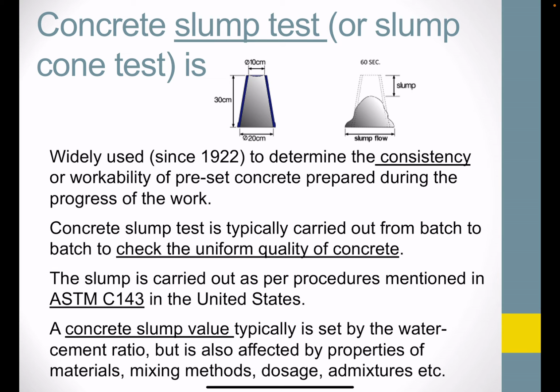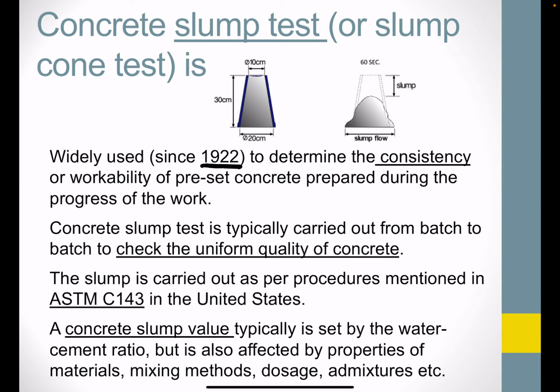So a very simple test that has been used widely since 1922, and this is used to determine just how workable or how consistent the concrete is as we prepare to work with it. So you can imagine this is a good way to carry out quality control on various concrete batches as we prepare to construct various structures with it. And the details of the slump test are outlined in something called an ASTM file, and that ASTM C143, published in the US, is the resource for conducting a proper slump test.